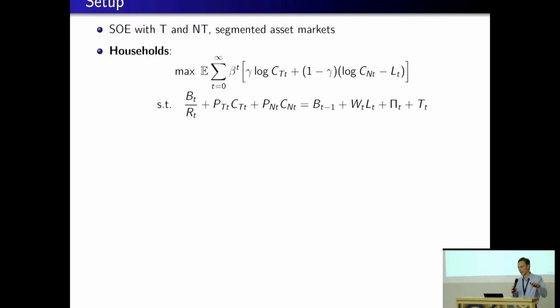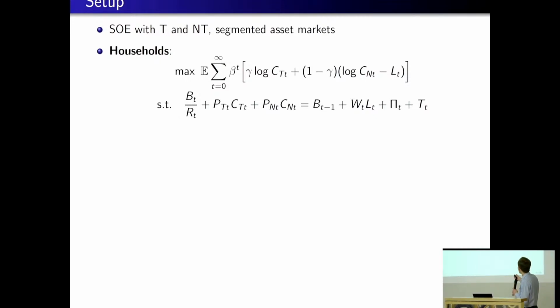Okay, so in the paper we extended in many different directions, but for now, I would argue that this is the simplest possible version of the model, which is still consistent, at least qualitatively, with these key puzzles that I showed you before. So think of a small open economy with two goods, tradables and non-tradables.